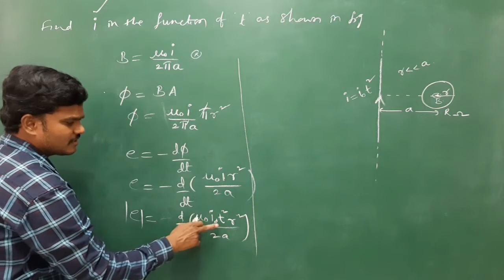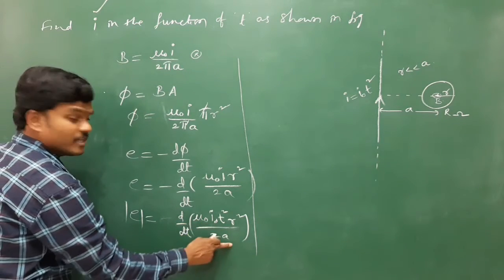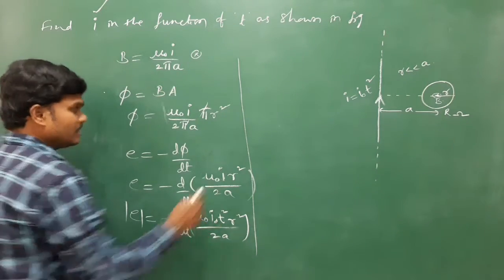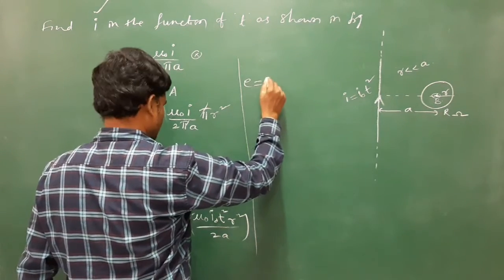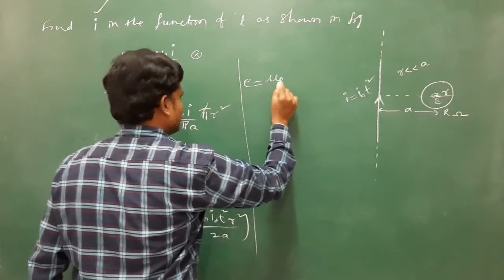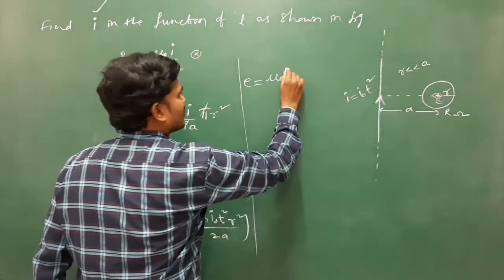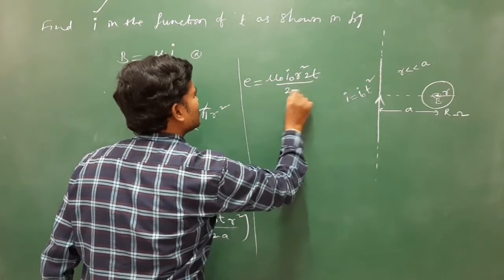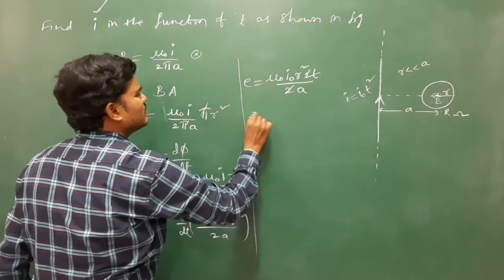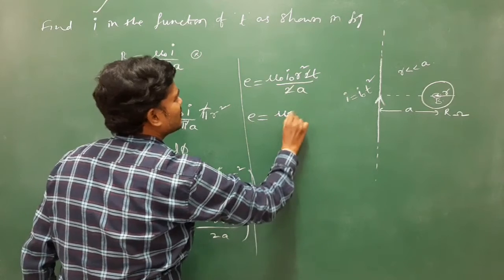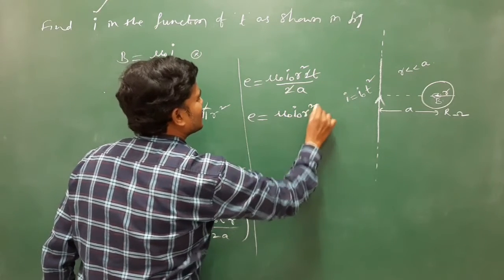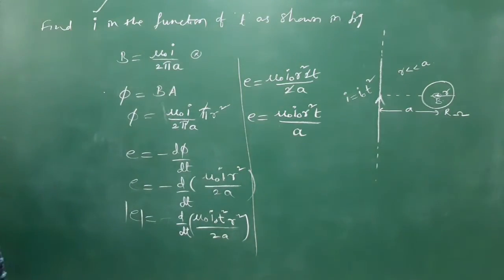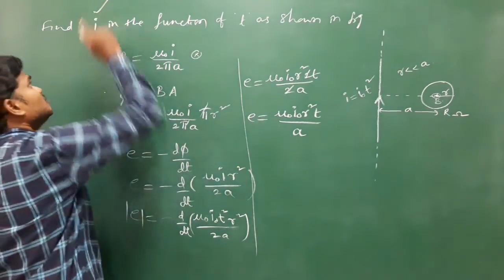So mu naught I naught r square over 2a is constant, just apply the derivative with respect to t. T square derivative is 2t. So EMF is equal to mu naught I naught r square 2t by 2a. So EMF is equal to mu naught I naught r square t by a. So this is EMF. But they are asking to find current.